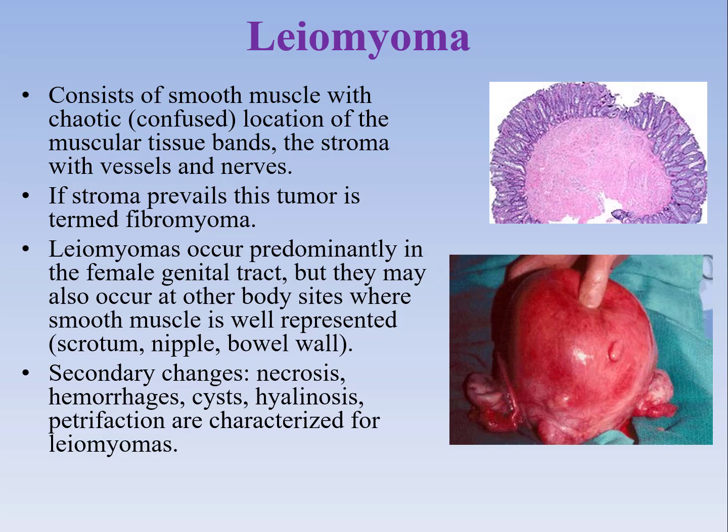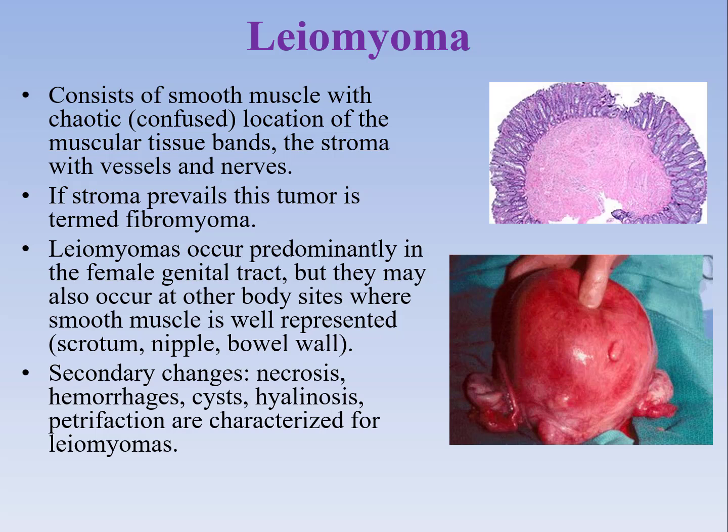Leiomyoma. It consists of smooth muscle cells with an aortic arrangement of the muscular tissue bands and stroma with vessels and nerves. If the stroma in the tumor prevails, we name it fibromyoma, fibroleiomyoma. Leiomyomas occur predominantly in the female genital tract, but they may also occur in other body sites where smooth muscle is normally present, like the skin, scrotum, nipple, bowel wall, stomach. But more often, of course, it's the uterus. Everybody knows about the uterine leiomyoma.